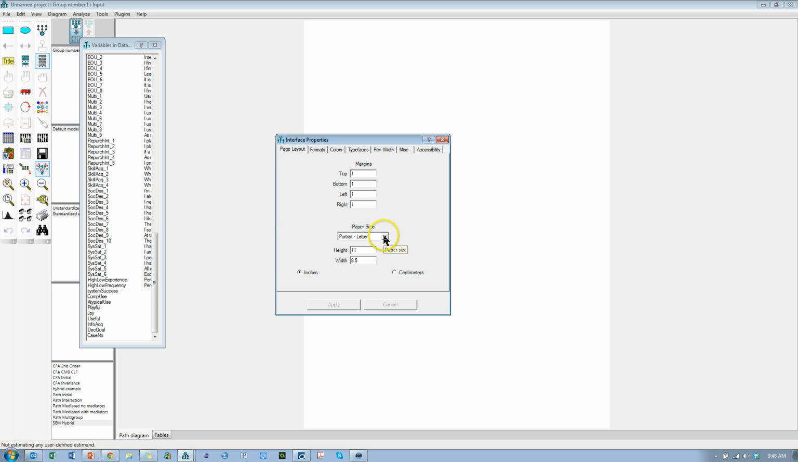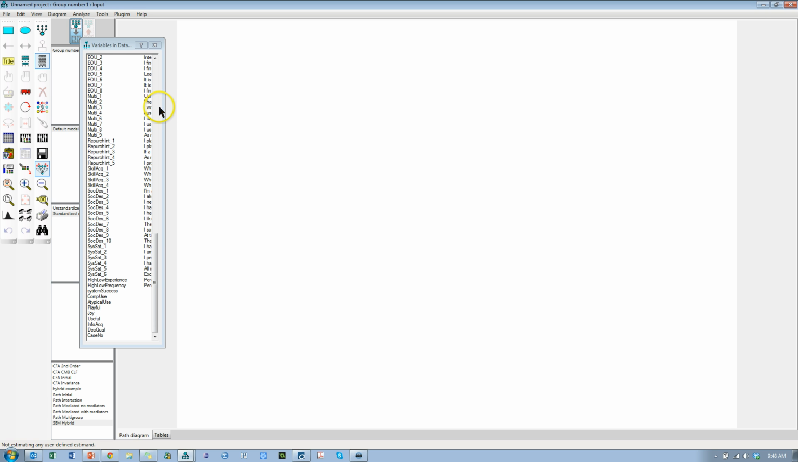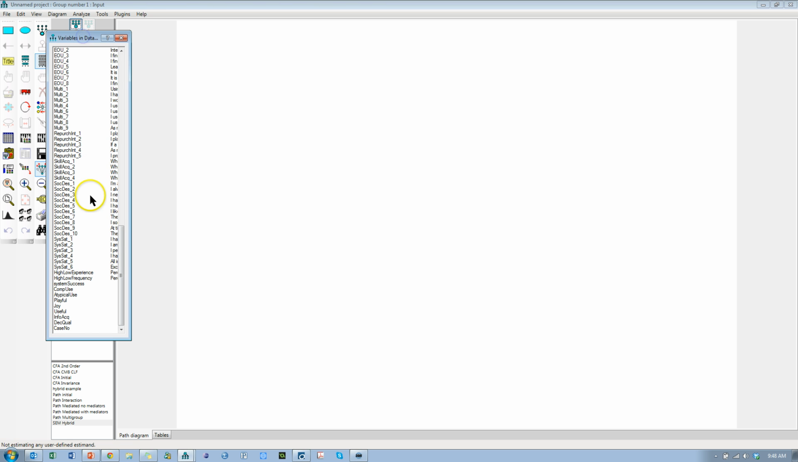Instead of paper size portrait, I'm going to change mine to landscape and hit apply. I'm going to use A4 because it's longer. This is the database with the C. _C, yeah. There we go. Now we have more room horizontally.